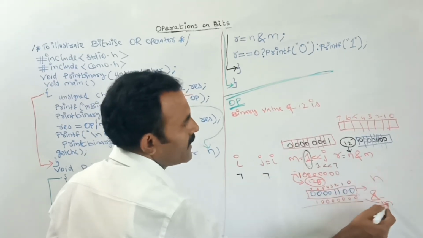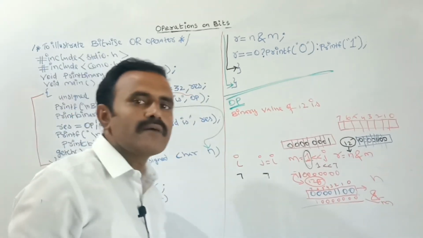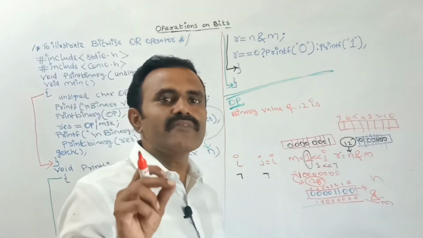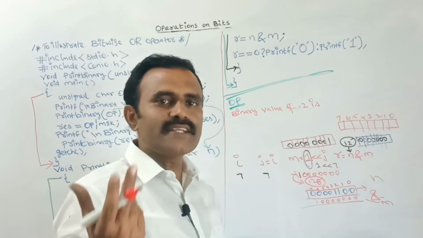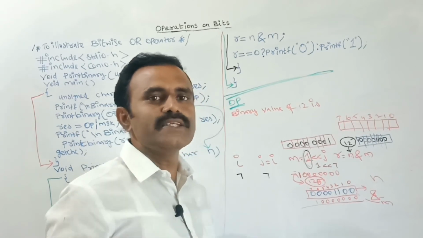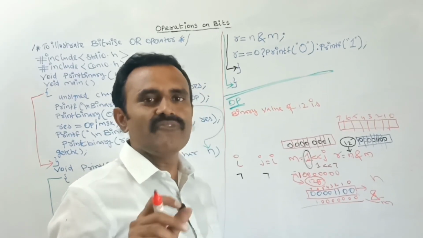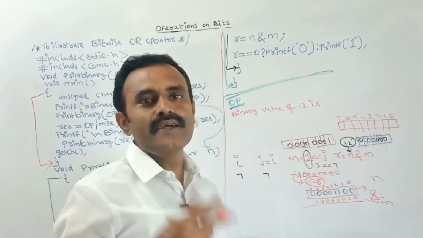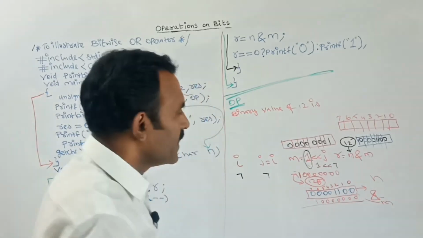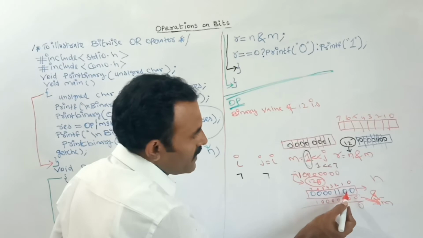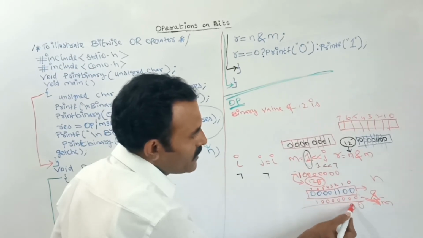So N and M. For the bitwise AND operator, both operands should have 1, then the result will be 1, otherwise the result will be 0. If any one of the operands is 0, the result will be 0. So here 0 and 0 is 0. This first position is 0 and for this first position also 0, so 0 and 0 is 0.